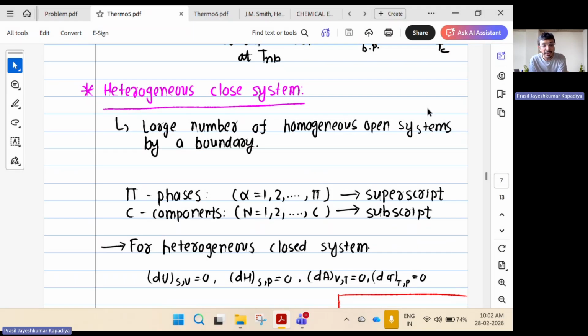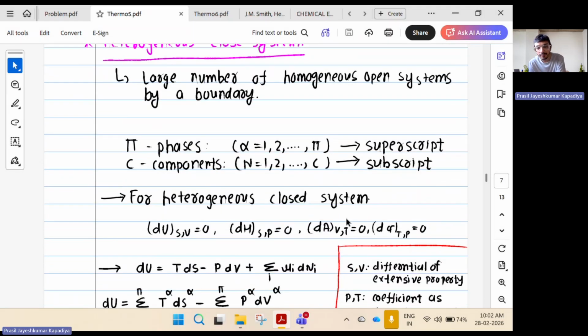So let's say in this heterogeneous closed system, we have pi number of phases. So phases vary from 1 to 2 up to pi, and that is denoted by alpha is equal to 1 to pi. And C is the number of components, and components vary from n is equal to 1 to C. So for any heterogeneous closed system, we have seen that dU at constant S comma V should be equal to 0, dH at constant S comma P should be equal to 0, dA at T comma V should be equal to 0, and dG at T comma P is equal to 0.